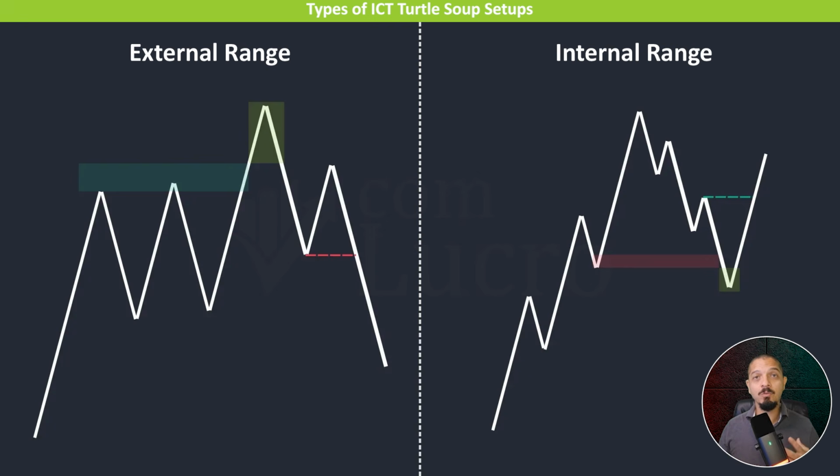This brings us to the two main types of ICT turtle soup setups, because context matters just as much as the pattern itself. First, the external range turtle soup. This setup happens when price moves outside of a clearly defined market range. Price breaks above a high or below a low, sweeps liquidity, and then reverses back into the range, often moving toward the opposite side. This type is commonly seen near range extremes and major highs or lows. This is the type of example we will demonstrate next on the chart.